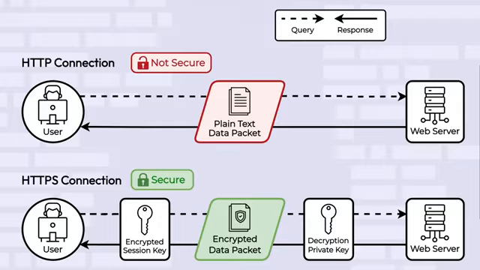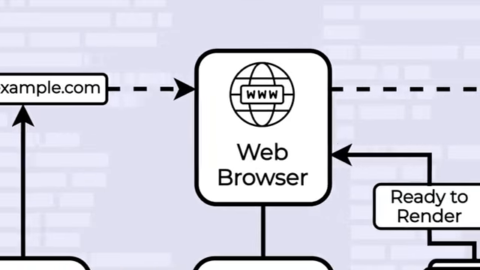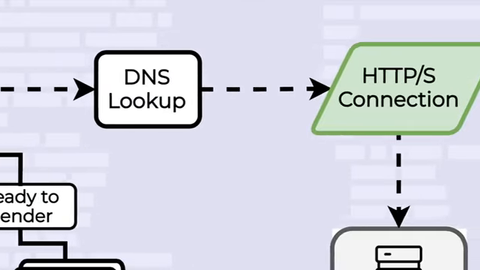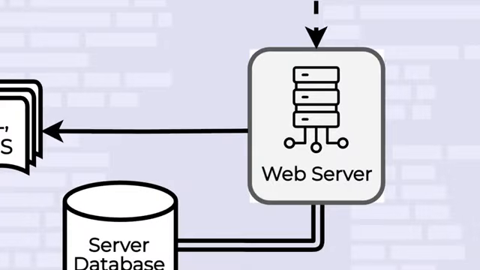Step 2. Connection. Once the browser has the IP address of the website, it establishes a connection to the server hosting the website using the Hypertext Transfer Protocol, or HTTP, or the more secure HTTPS protocol. The S stands for secure. Step 3. Request. After establishing the connection, the browser sends an HTTP request to the server, requesting the specific web page or resource that the user wants to access.